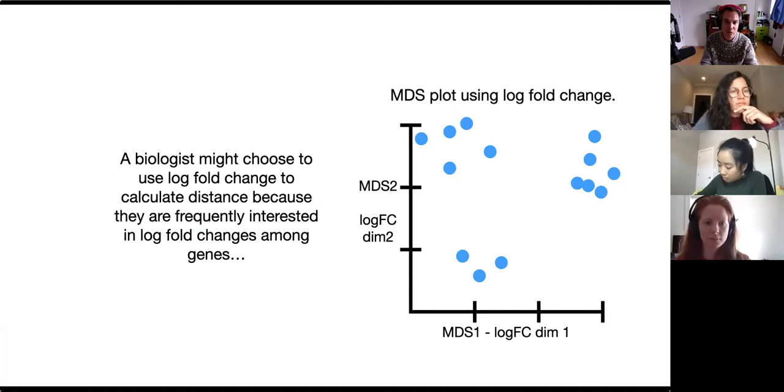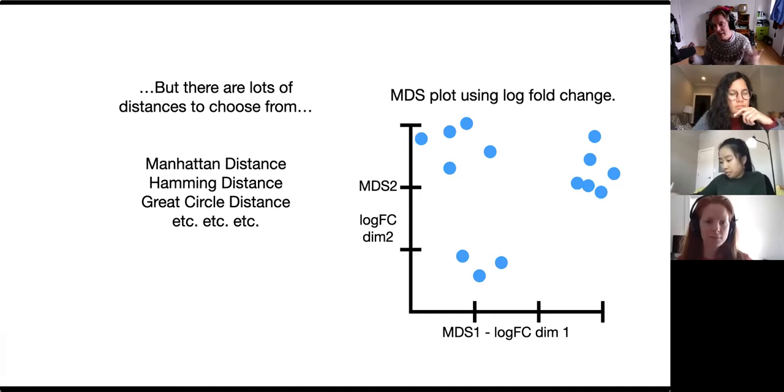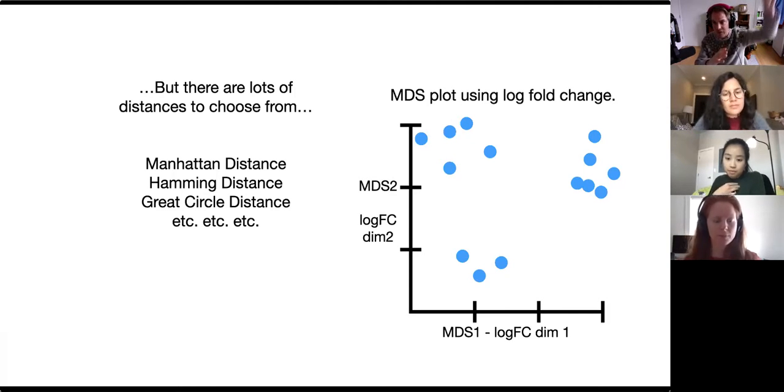As a biologist, we might choose to use log fold change to calculate distance because we are frequently interested in the log fold changes among genes. That's just something biologists are interested in. However, if you're not a biologist or a geneticist, there are lots of other distances to choose from. For example, there's something called the Manhattan distance. Basically, you assume you're in a city with city blocks and you can't go diagonal, you have to go up and over. The Manhattan distance is an up-and-over distance.